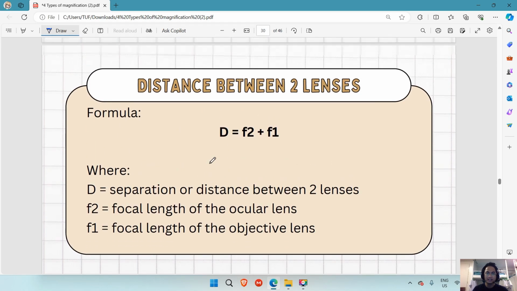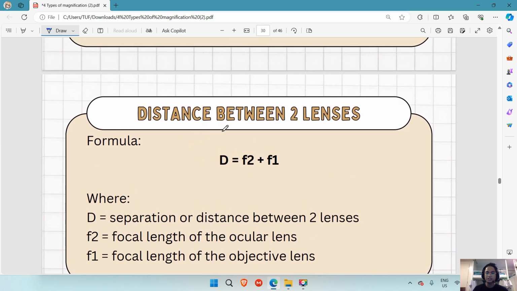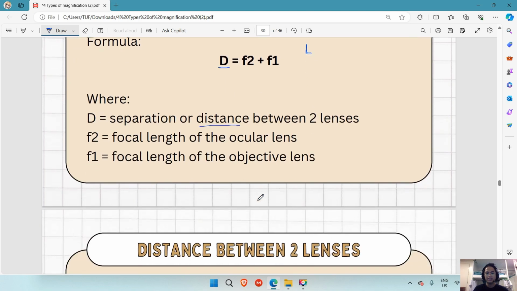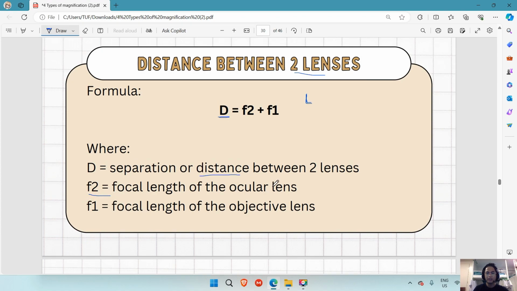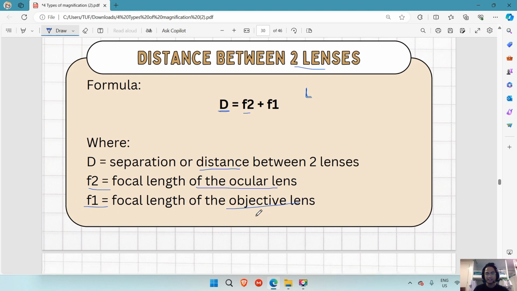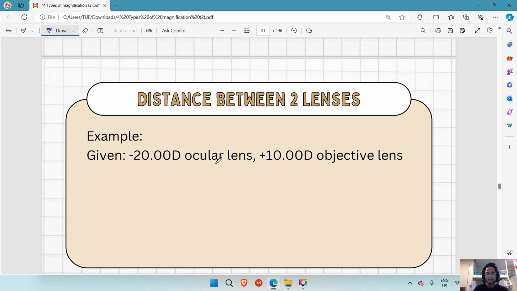Now let's proceed with the distance between two lenses. The distance between two lenses is essentially the length of the telescope. But in this formula, we'll use the d, which stands for the separation or distance between two lenses. Our f2 is the focal length of the ocular lens, and f1 is the focal length of the objective lens. Okay, now let's proceed.